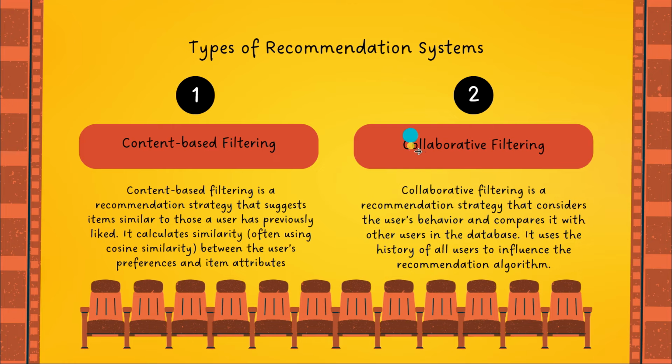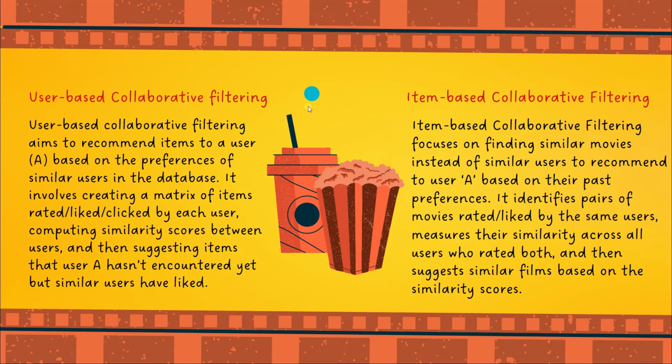Now let's see the types of collaborative filtering. We have two types: one is called user-based collaborative filtering and the second one is called item-based collaborative filtering. In this case, you can use item-based collaborative filtering. But before that, you need to learn what user-based collaborative filtering actually is.